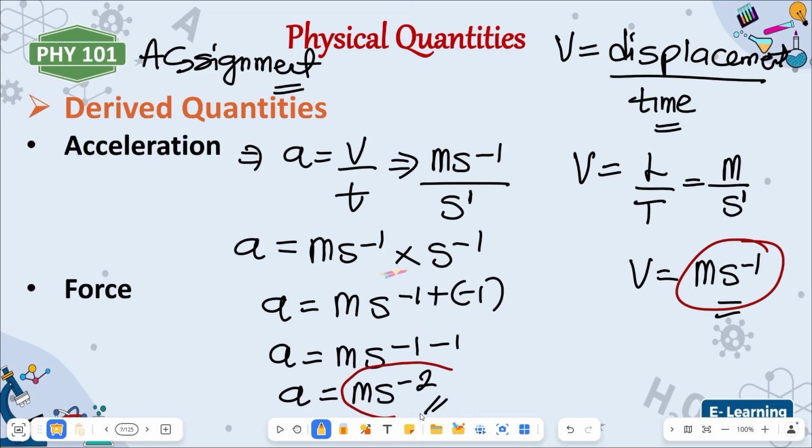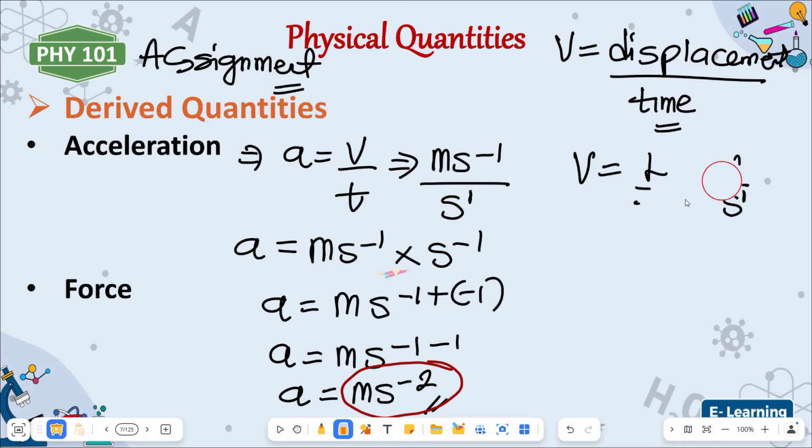All right? This is the unit for acceleration. Is that okay? Now, the next one we will look at, my dear student, is force. The next one we are going to look at now is force.